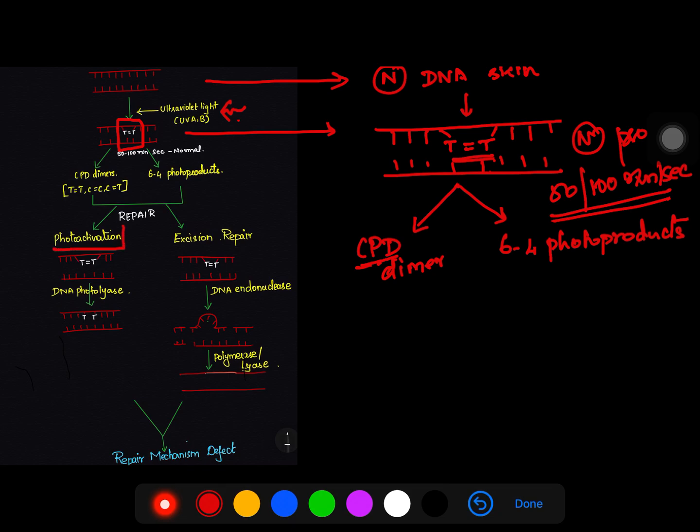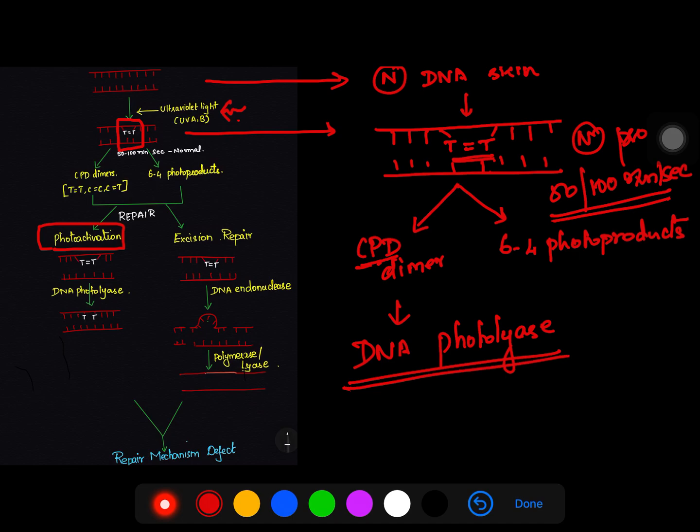So what is photoactivation repair? We have an enzyme called DNA photolyase. The function of this enzyme is that in the presence of sunlight it will be activated. Once activated, it breaks the bond between the two thymines. So the dimer formation is removed or excised, and hence a normal DNA strand can be retained in our skin. This is one mechanism of repair.